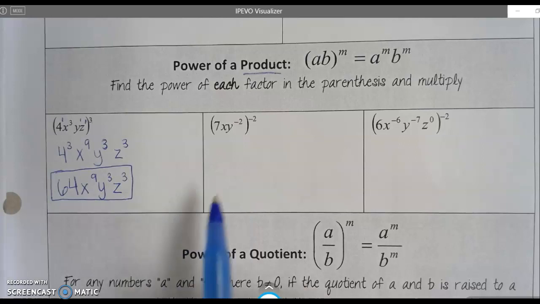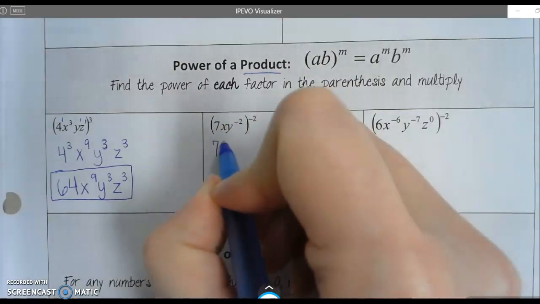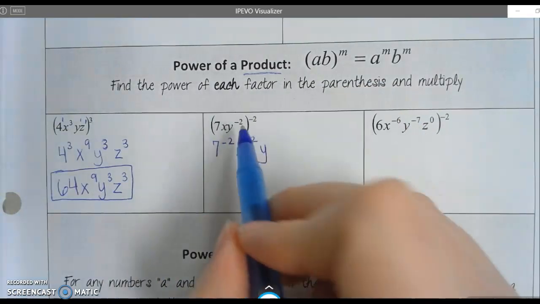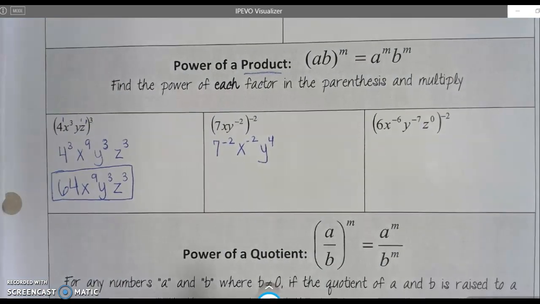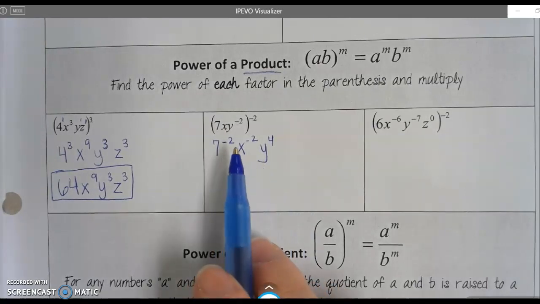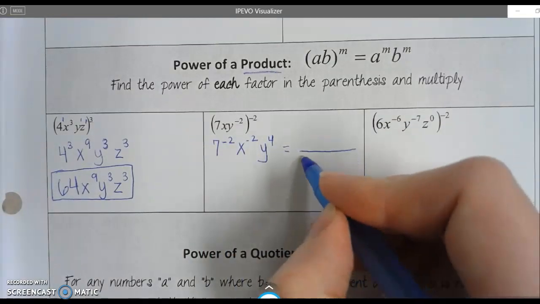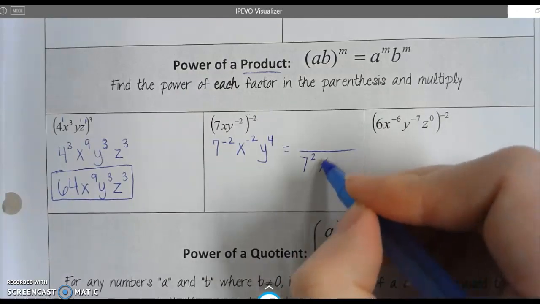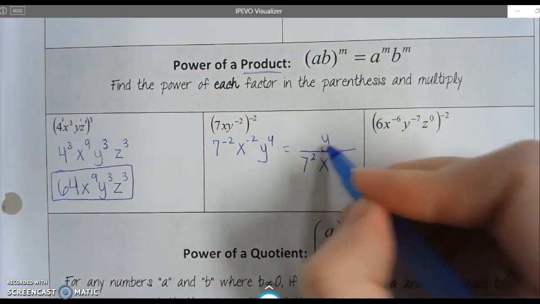Let's try the next one. Now, you always want to start with your power rule. So we're going to raise every single factor to the negative 2. So we get 7 to the negative 2, x to the negative 2, and y to the positive 4. Now, you want to locate which bases have negative exponents, and we want to rewrite them in the denominator. So our 7 is going to the denominator, so it gets a positive 2. Our x is going to the denominator, so it gets a positive 2. Y to the 4th is happy in the numerator, so it stays in the numerator.